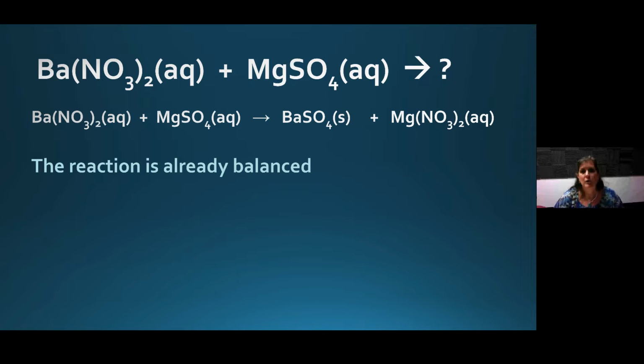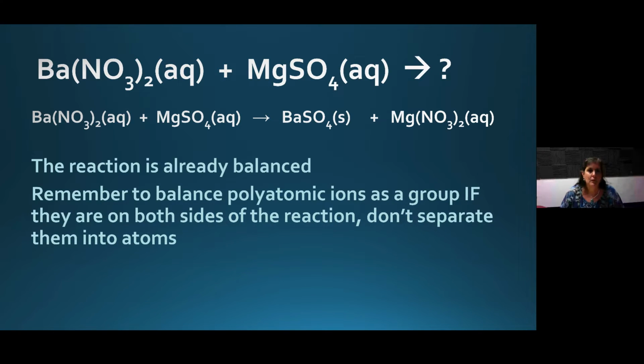My gosh, this one's already balanced. That's shocking. You won't see that on an exam or a quiz. So you need to know how to balance your reactions. This one was already balanced. Remember to balance polyatomic ions as a group if they're on both sides of the reaction. Don't separate them into atoms. So don't do S with 4 O's. It's 1 SO4. Balance them as a group if they're on both sides.